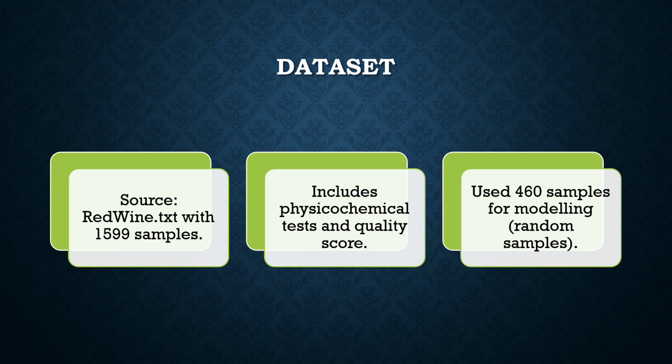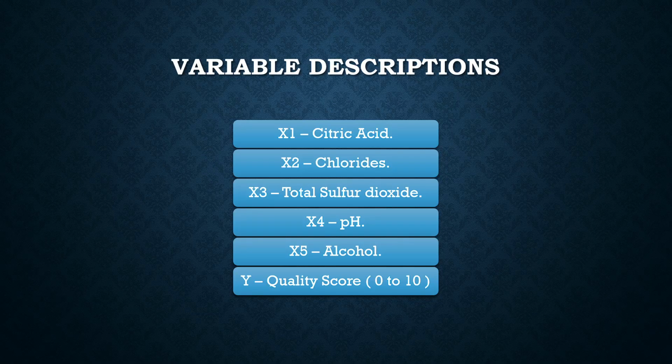On the third slide, the dataset includes 1,599 red wine samples from Portugal. Each sample contains results for physico-chemical tests and a quality score assigned by tasters. And on the fourth slide, the variable description. For this project, I focused on four key input features: citric acid, chlorides, pH, and alcohol. The quality score is the target value we aim to predict.